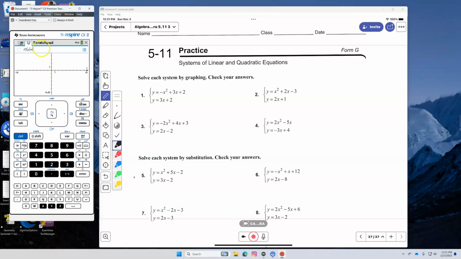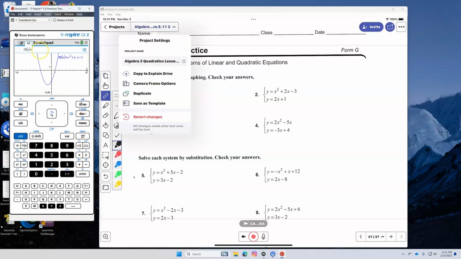So we have x squared plus 2x minus 3, so that's a quadratic. Menu, graph entry, function, and we have 2x plus 1. And the answer will be where they both intersect. So go to menu, analyze graph, intersection.